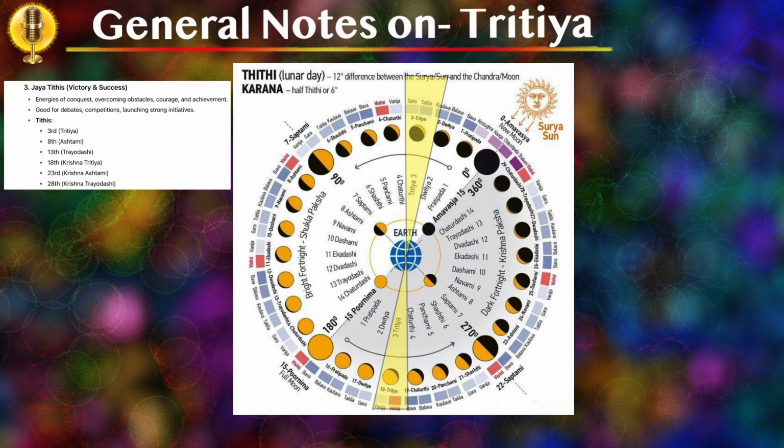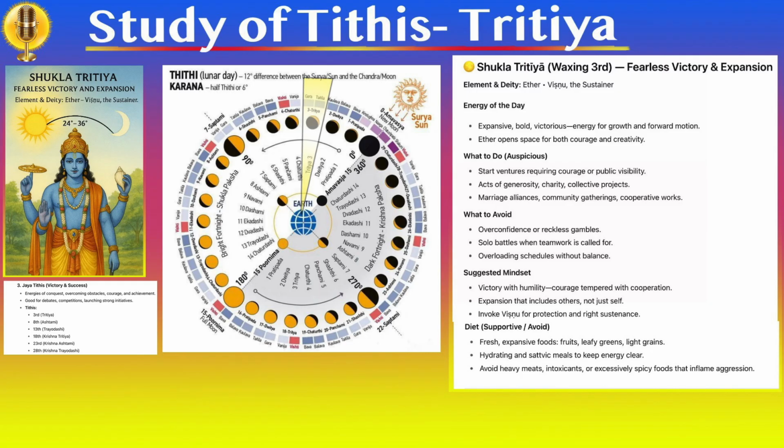Now let's see the specifics. Let us speak of Tritiya now. Shukla Tritiya, the waxing cycle of the moon, which happens once a month. Now the moon is on the third day after the Amavasya or the new moon. Okay, so there is partial illumination starting here. What is the energy of the Shukla Tritiya? What should you be doing on this particular day?